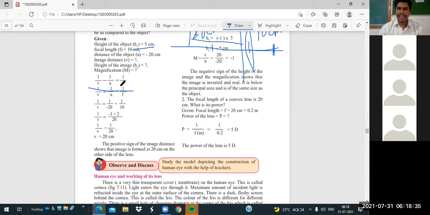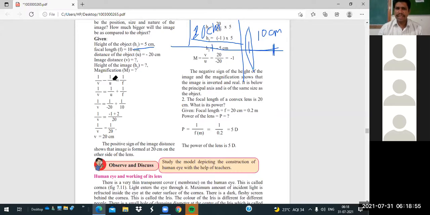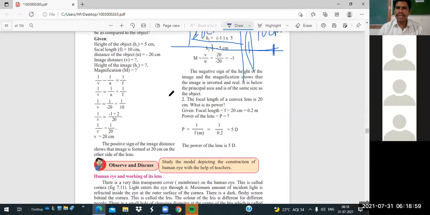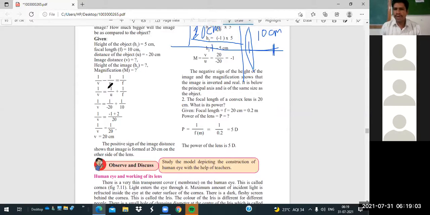Now we can rearrange this formula like this. 1 upon v is equal to this, minus 1 upon u. We can take this to the other side, it will become positive. So we'll get here 1 upon v is equal to 1 upon u plus 1 upon f. Why? Because we have to find the distance of the image. Distance of the object is given. But what we have to find? Distance of the image, and you can use this formula 1 upon v is equal to 1 upon u plus 1 upon f.